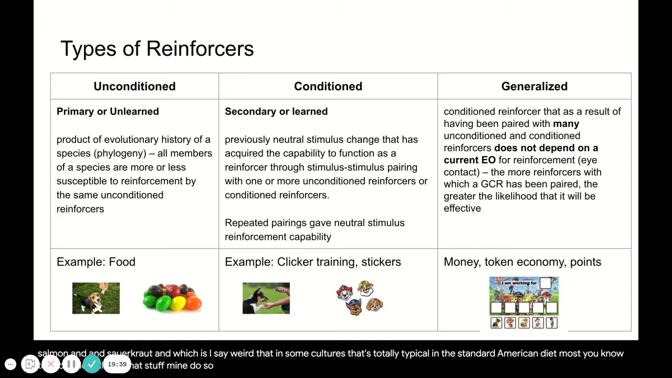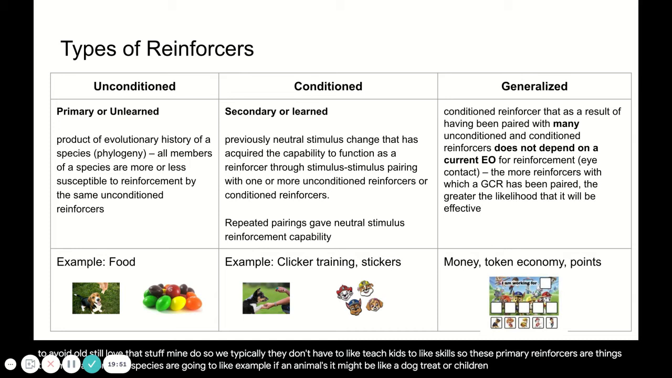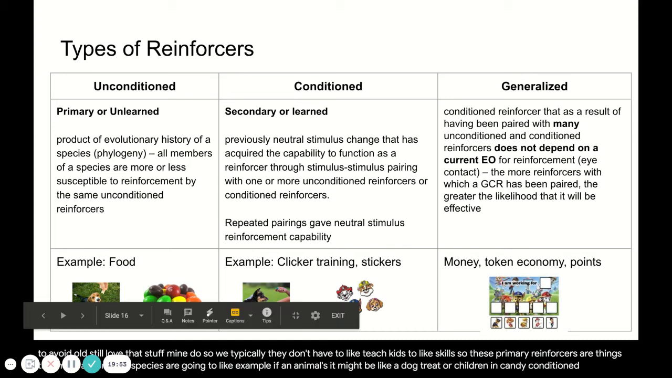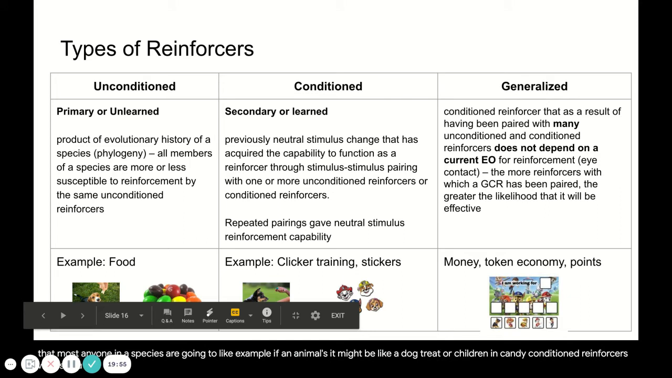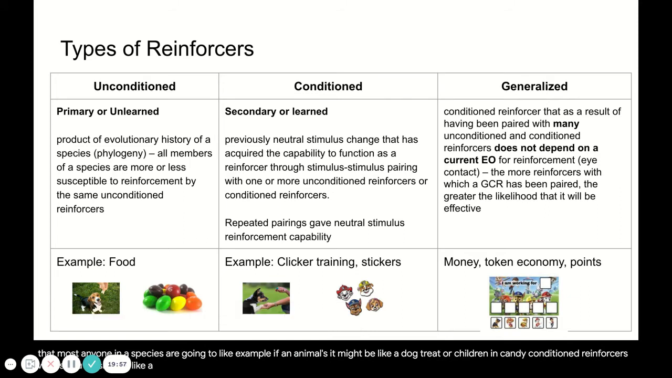So we typically don't have to teach kids to like Skittles. These primary reinforcers are things that most anyone in a species is going to like. For example, in animals it might be a dog treat, or candy for children. Conditioned reinforcers, we also call secondary or learned. They were previously a neutral stimulus that has acquired the capability to function as a reinforcer through pairing.